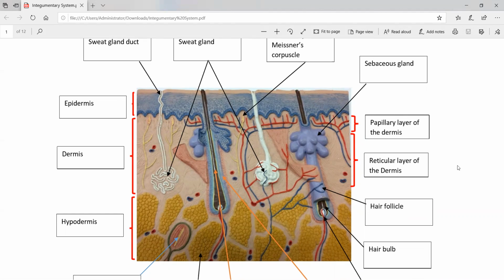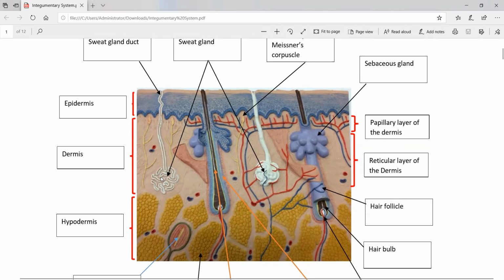Your cell. So everything I'm talking about will be labeled in that document. Okay, so again, we've gone over all of this, the layers of the skin, and then the hypodermis, and then the 2 layers of the dermis. So now we're going to go into the structures.